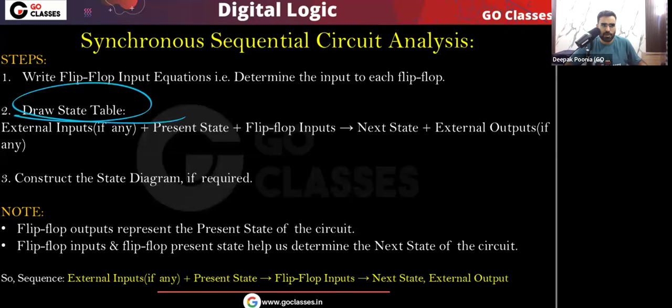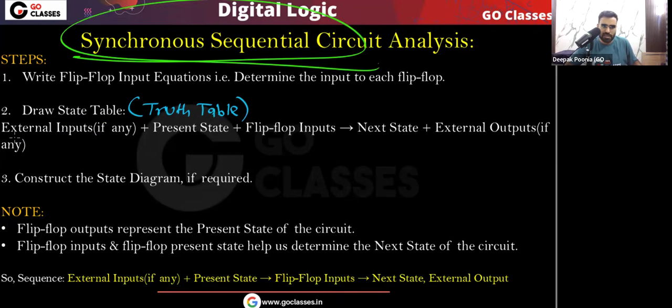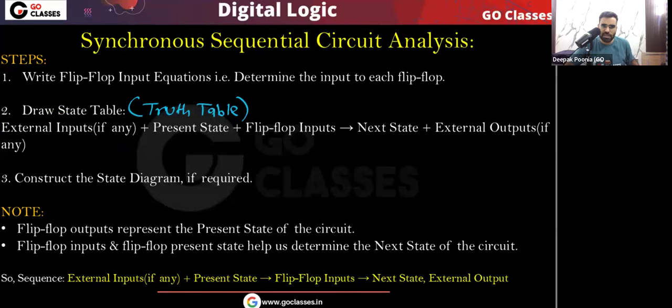Now let's see step number 2. We will draw the state table. In the state table, these are the columns that we are going to draw. Remember, the state table is simply your truth table for a synchronous sequential circuit. The first column will be external inputs, if any. Remember, in a synchronous sequential circuit, external input may or may not be there. If you have external inputs, then the first columns are for external inputs. Then the present state of the circuit. What is the present state of the circuit? That is the flip flop output combination.